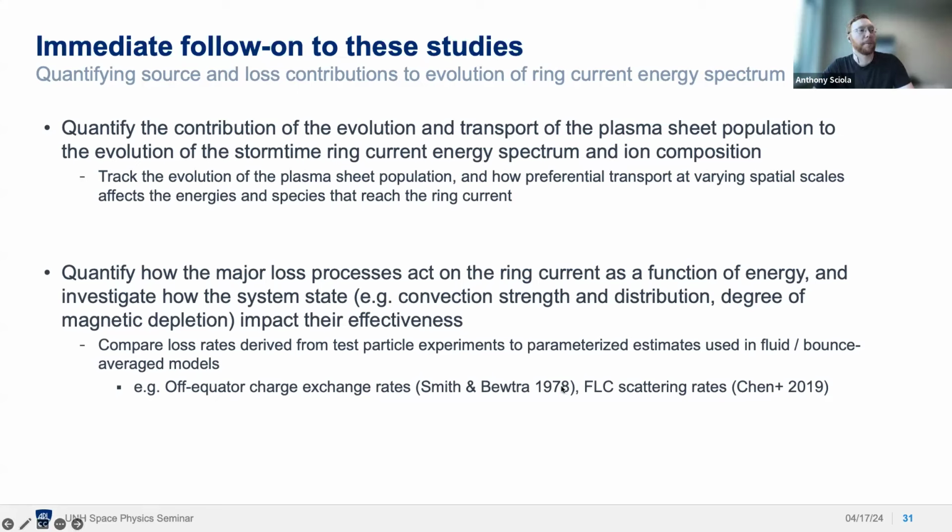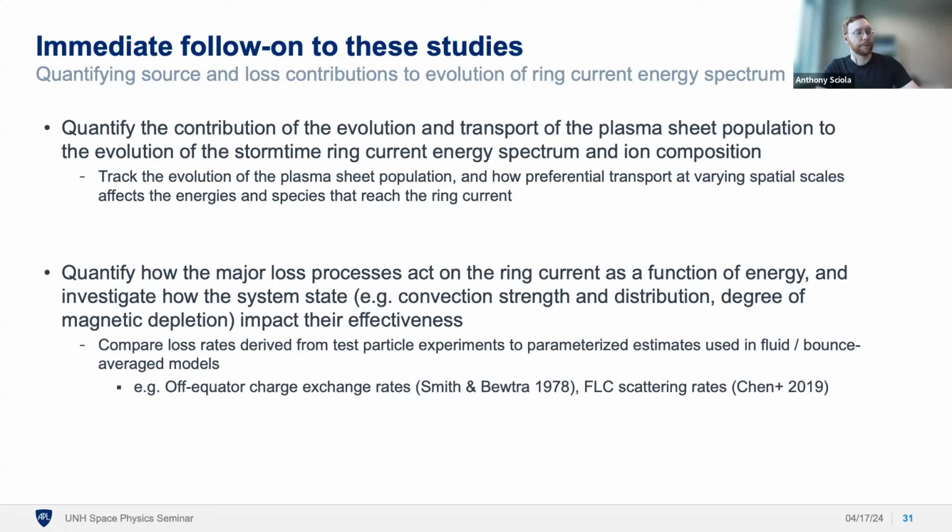Because of that difference, we also want to explore that for FLC scattering rates as well, where some parameterized estimates exist. Hopefully this will give us an even better description of the losses that we can then incorporate into the fluid and bounce average models. And for bounce average, I'm referring to the RCM, which is a bounce average inner magnetosphere model.